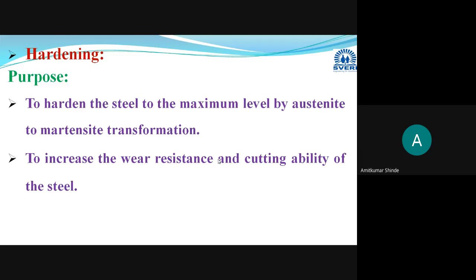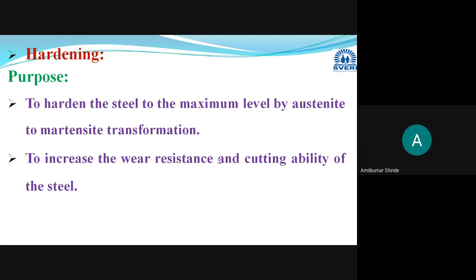In the application point, you can directly write that they are used for improving the machinability, or to make the material softer. They are used for high carbon steels or different alloy steels, or you can directly write the names of a few components which are made from high carbon steel, medium carbon steel or alloy steels. Okay, and then we will move forward to the next heat treatment process.